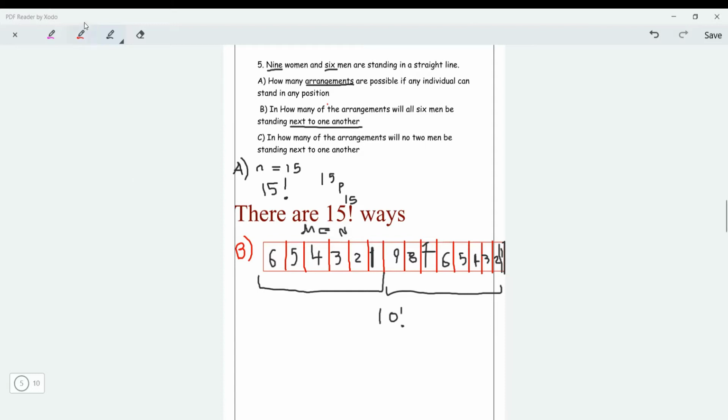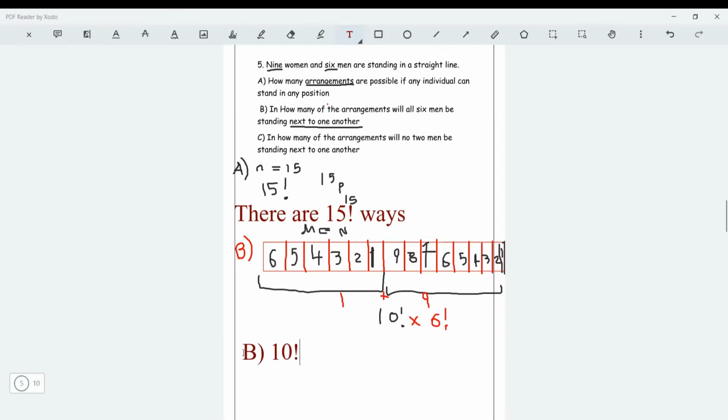Because the guys are together, you think of them as 1, and then you add it to the 9 over here, so that's 10 factorial. But then you multiply it by the number of ways we can arrange the guys themselves, which is 6 factorial. So part B's answer is 10 factorial times 6 factorial. That's part B, ways. Nice.